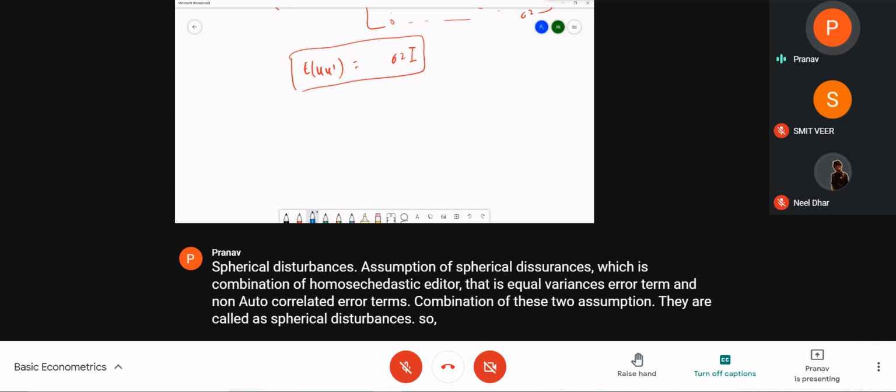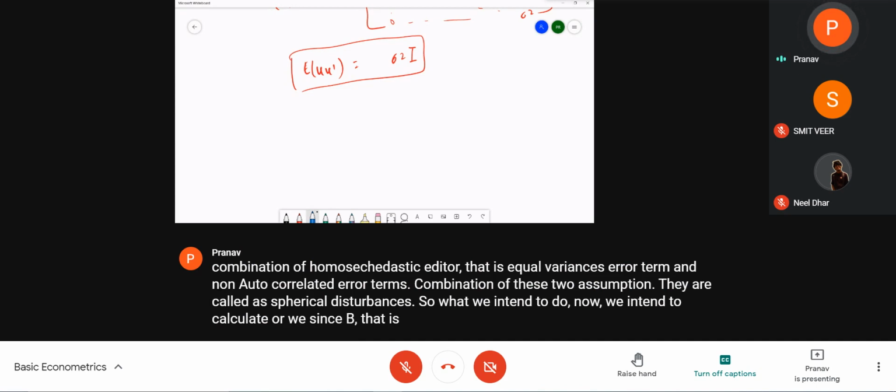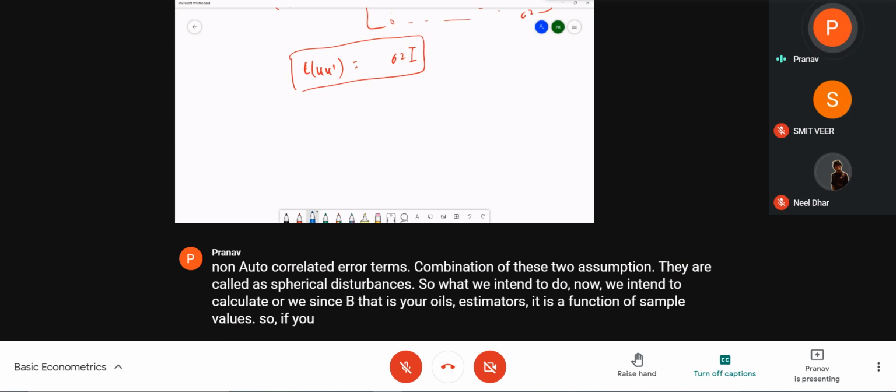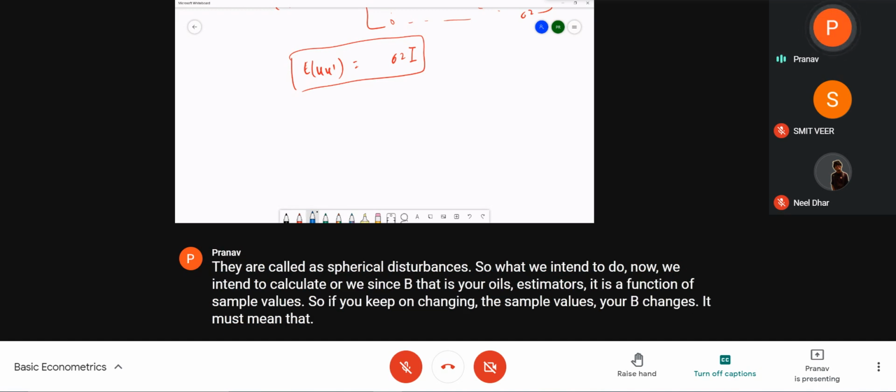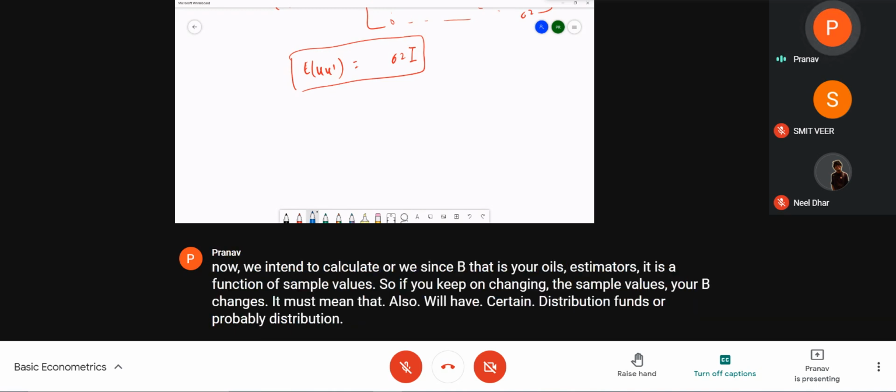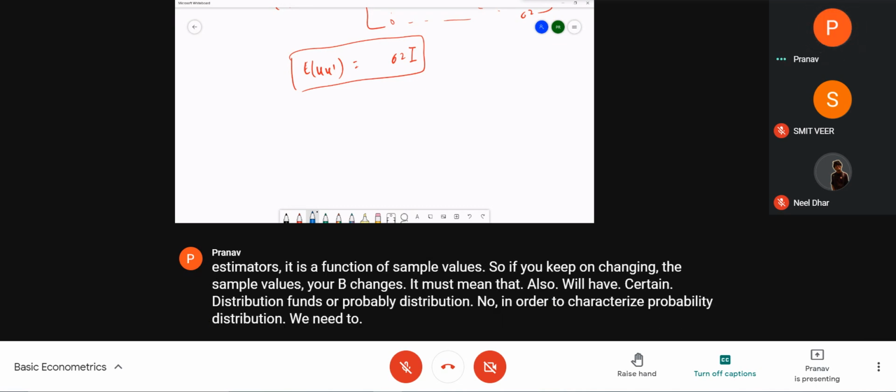So what we intend to do now is calculate, since B, that is your OLS estimators, is a function of sample values. If you keep on changing the sample values, your B changes. So it must mean that B also will have a certain distribution function or probability distribution. Now, in order to characterize a probability distribution, we need to find out the parameters of that probability distribution.